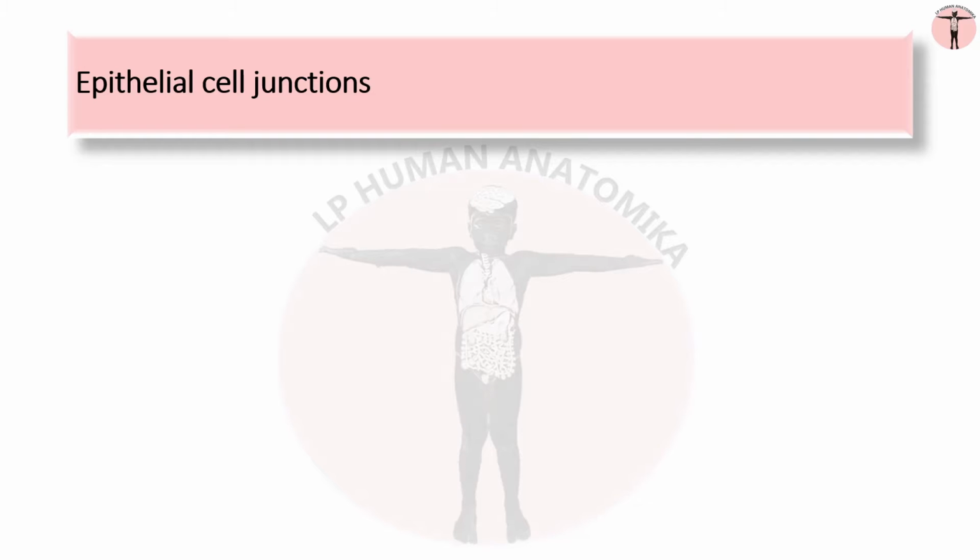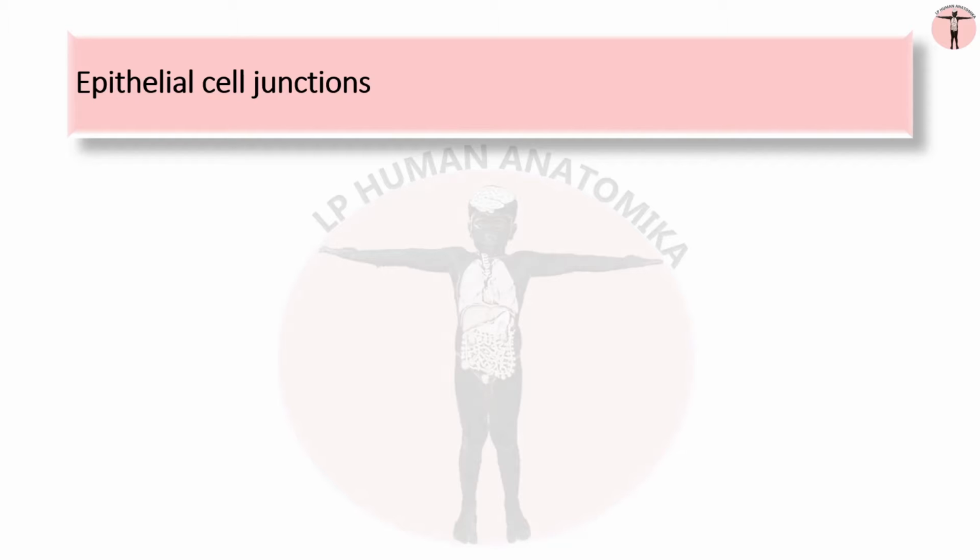In the previous session, we discussed the classification of epithelium based on the shape, the number of layers, and the combination of shape and number of layers together. In this session, we will discuss epithelial junctions.